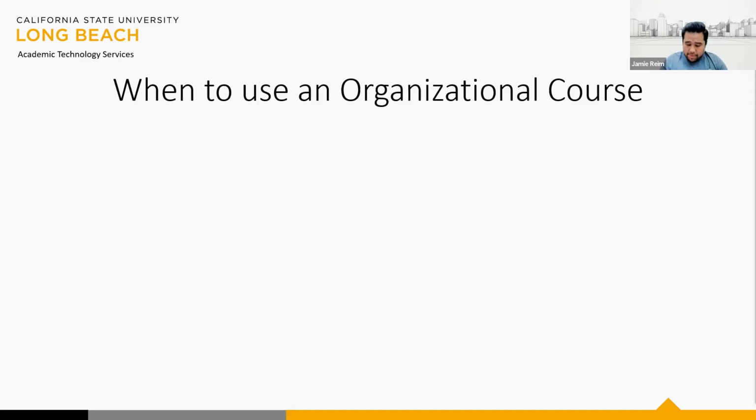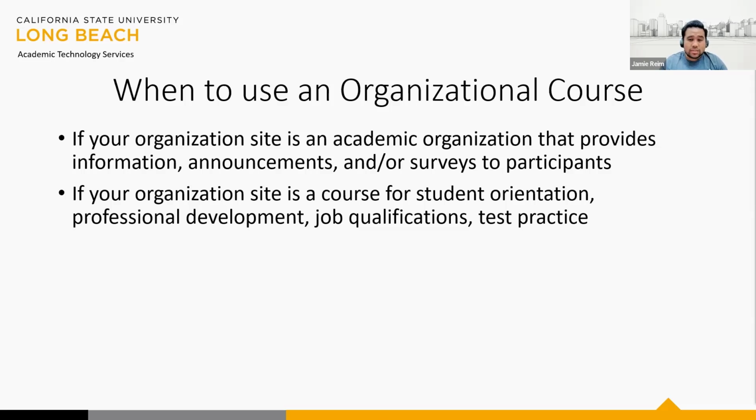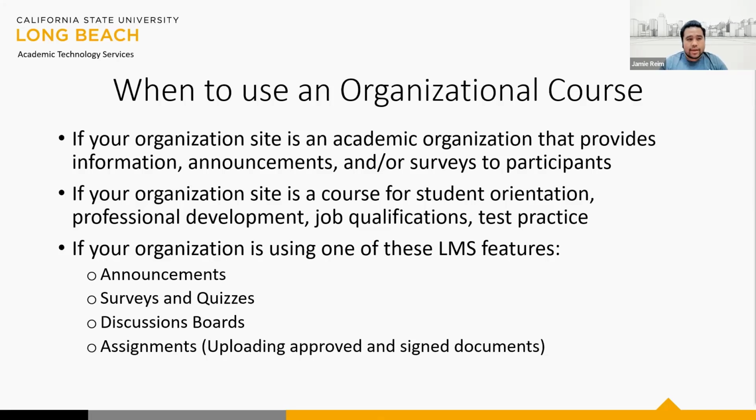organizational course. And the first one being, if your organization's site is an academic organization that provides information, announcements, and or surveys to either the participants or the enrolled users, either automatically enrolled or manual enrollments. Also, if your organization site is a course, for example, student orientation, professional development, job qualifications, as well as test practices. And also, if your organization uses any of the following LMS features, such as announcements, surveys and or quizzes, discussion boards, the assignments specifically for uploading approved and signed documents. These are all good indicators to help determine if your department should utilize organizational courses.